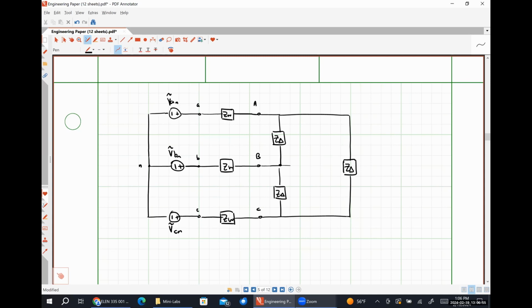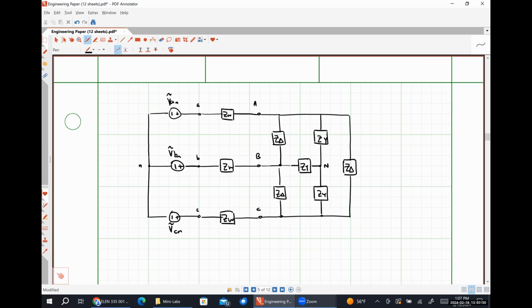Okay. Now I'm going to connect my Y connected load. So I'm going to put a neutral here. Between B and neutral, I will have some impedance ZY. Between A and neutral, I will have some impedance ZY. And between C and neutral, I will have some impedance ZY. Is my Y connected load connected correctly?